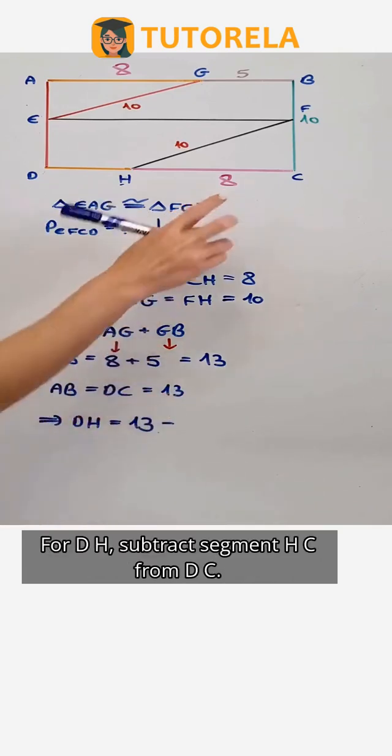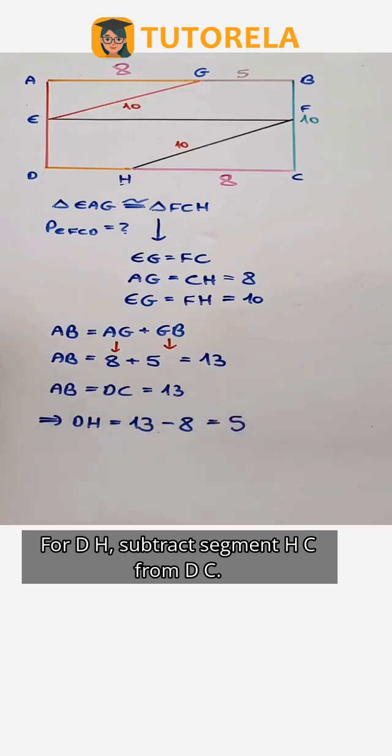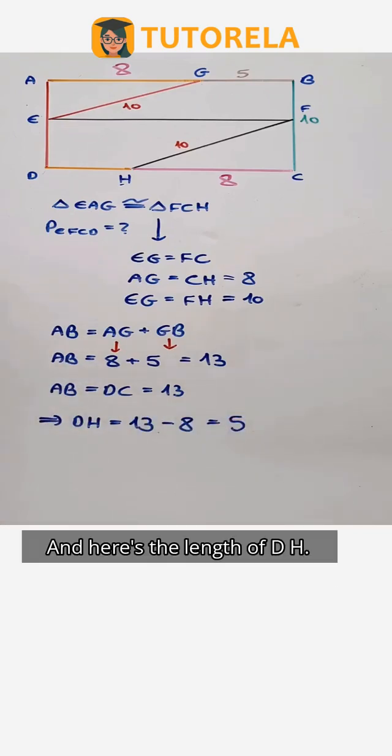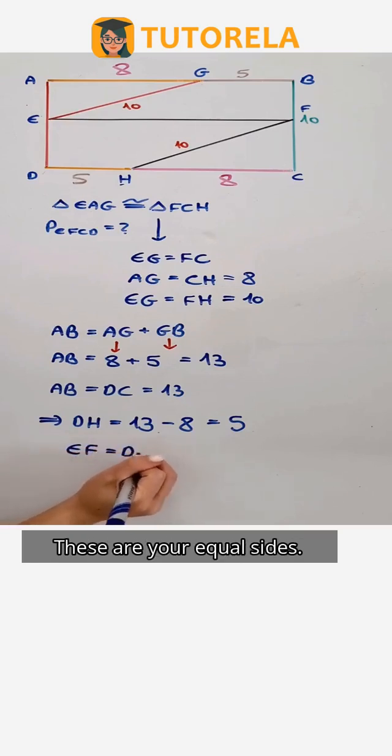For DH, subtract segment HC from DC. And here's the length of DH. These are your equal sides.